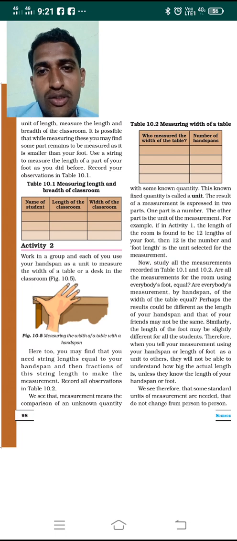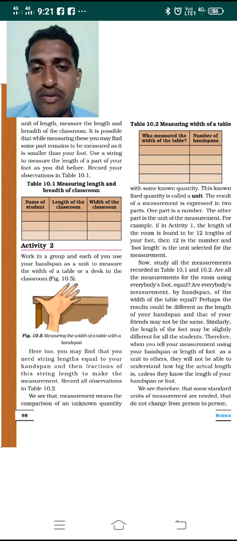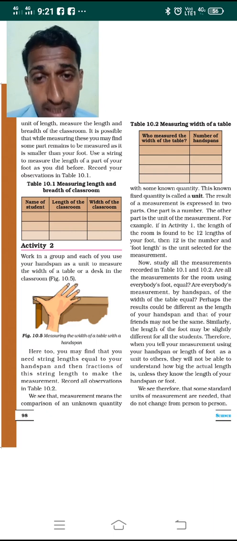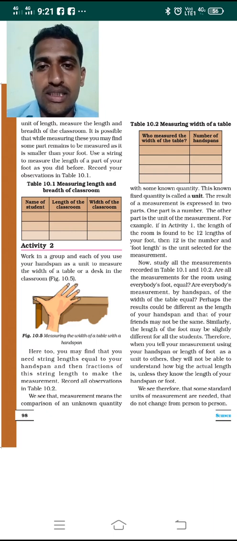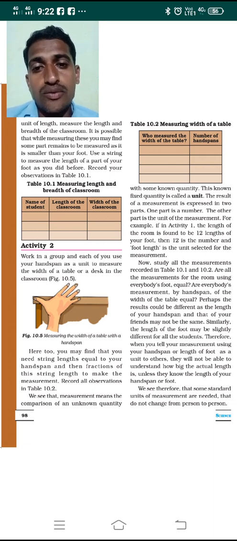It may not be, because while measuring, some part of the length of the classroom may be short. It may be smaller than the length of your foot when you come to the end. At that time you need to use a string length to measure the length of the remaining part. Then you can record the length and breadth of the classroom in terms of foot length.